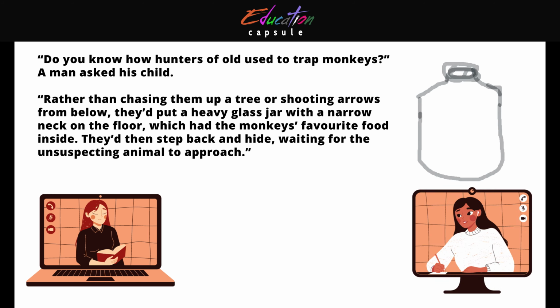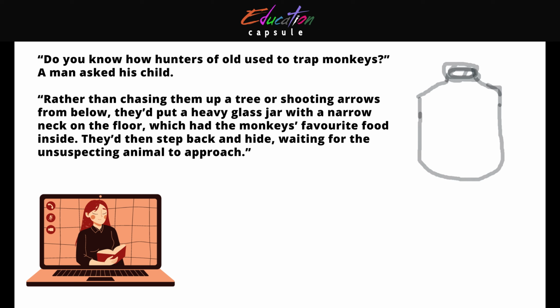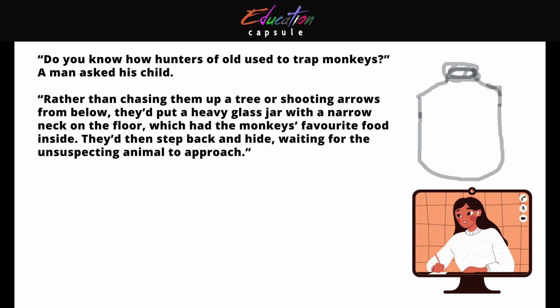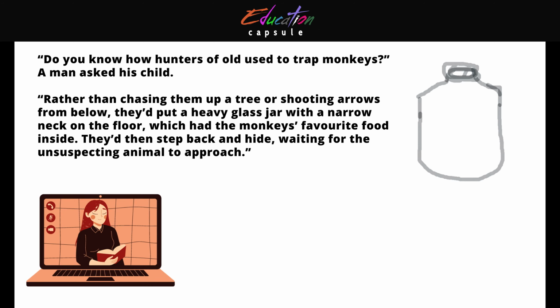Now, what do you understand from the last line? They would then step back and hide, waiting for the unsuspecting animal to approach. What does it mean? They're hiding back for the monkeys to approach. Exactly. So they set up all the trap they wanted, and then they were waiting for the monkey.